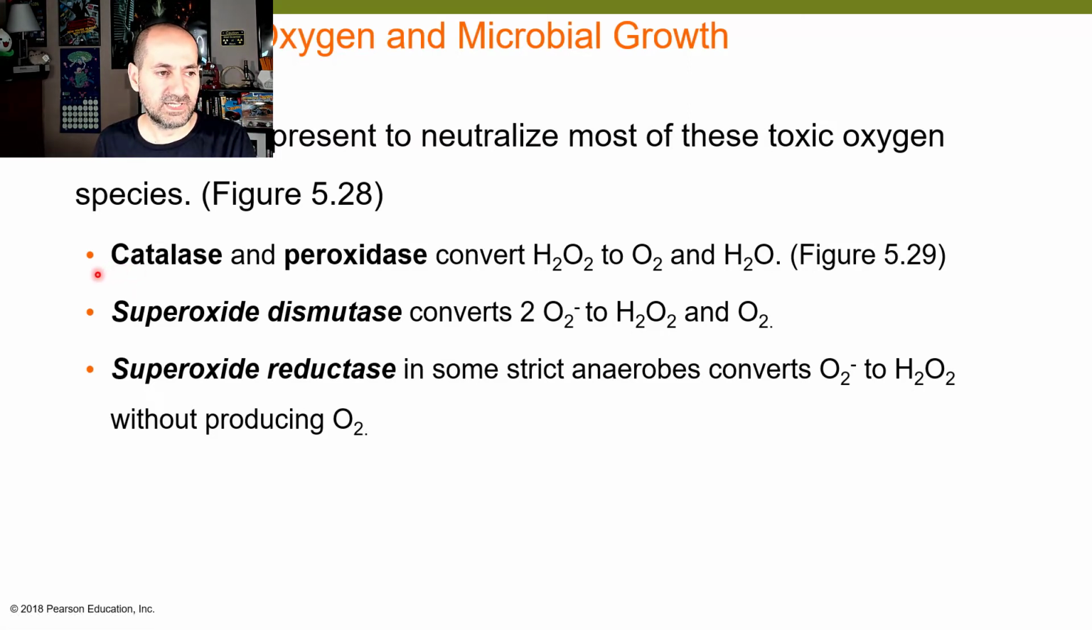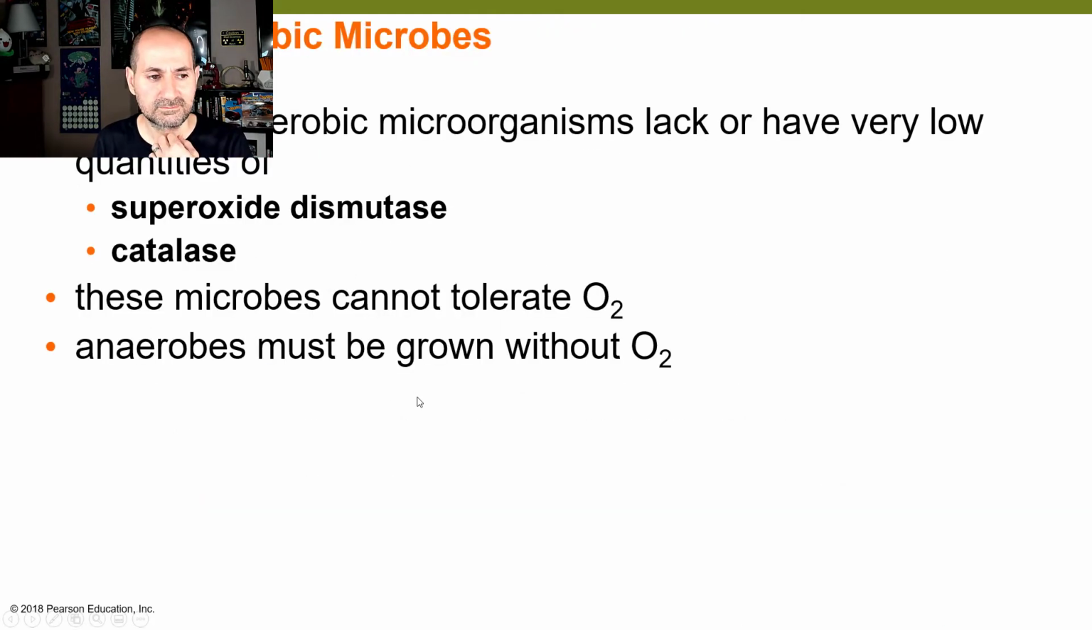Remember, organisms that grow where there is oxygen and don't die to the reactive oxygen species of oxygen, those organisms possess special genes, such as the gene for catalase, peroxidase, superoxide dismutase, superoxide reductase. And you don't have to go in and memorize what all exactly these enzymes do, but you should know that these enzymes allow organisms to grow where there is oxygen.